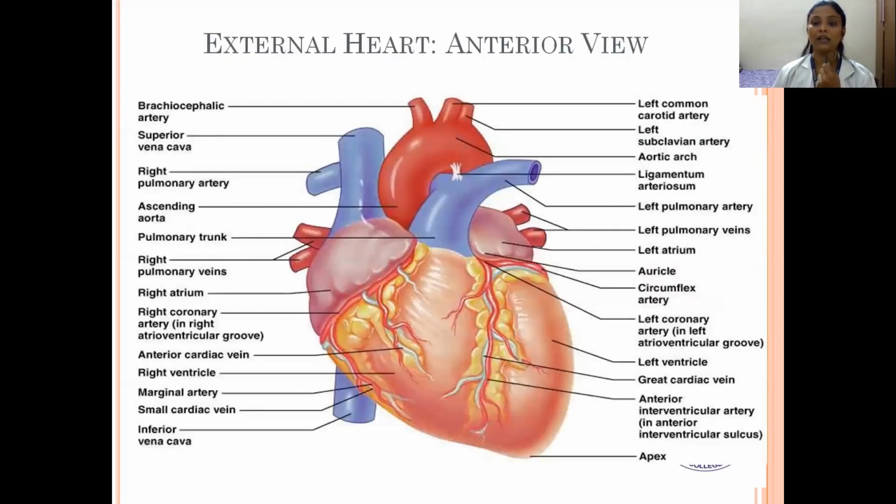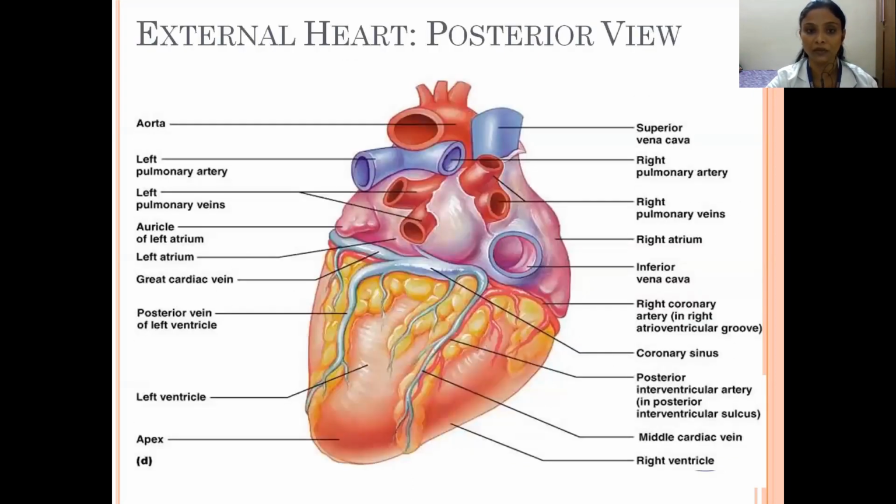Next is the external heart, anterior view: brachiocephalic artery, superior vena cava, right pulmonary artery, ascending aorta, pulmonary trunk, right pulmonary vein, right coronary artery, anterior groove, marginal artery, small cardiac vein, inferior vena cava, left common carotid artery, and other parts of the heart, which ends with the apex of the heart.